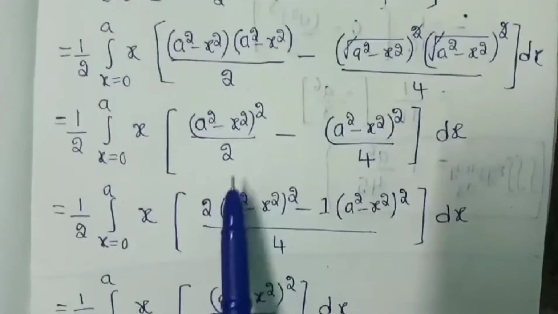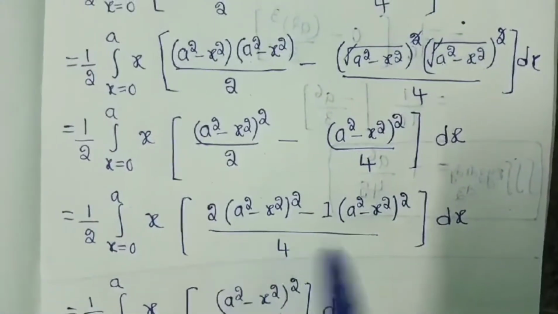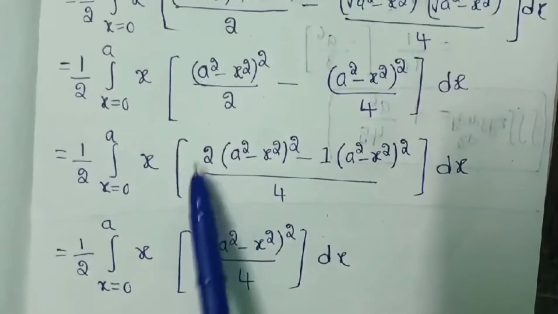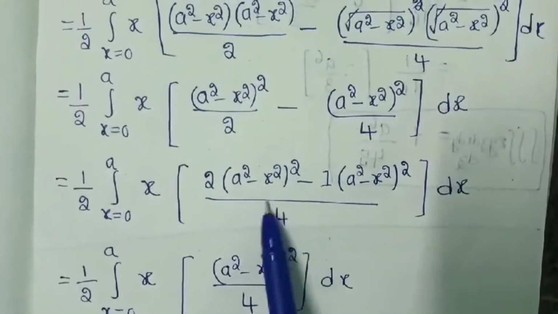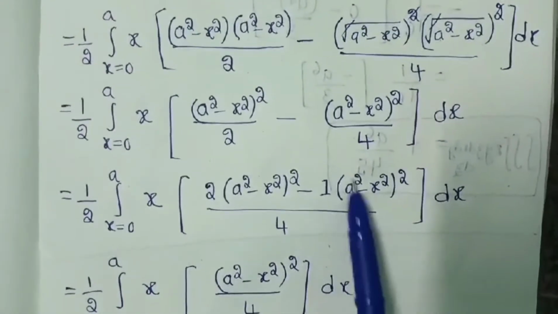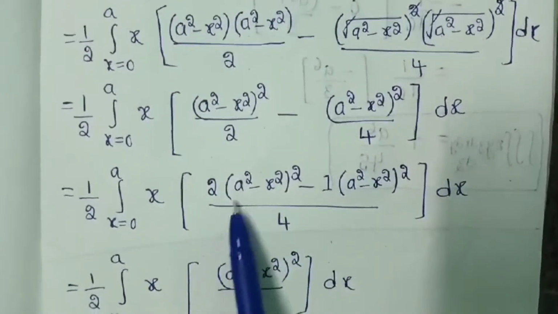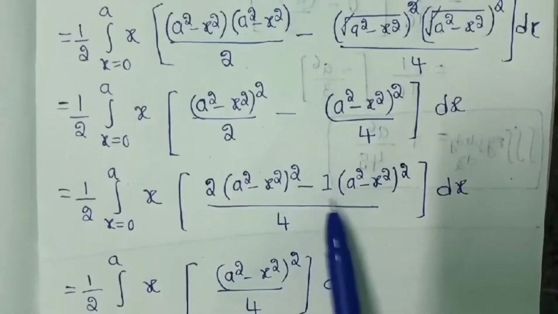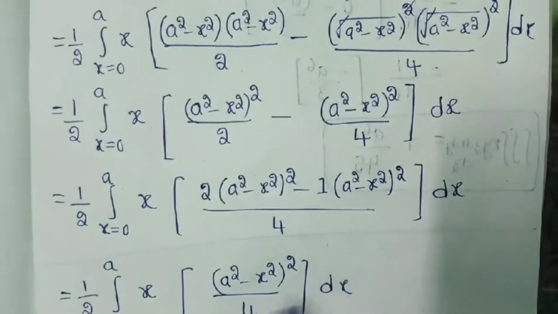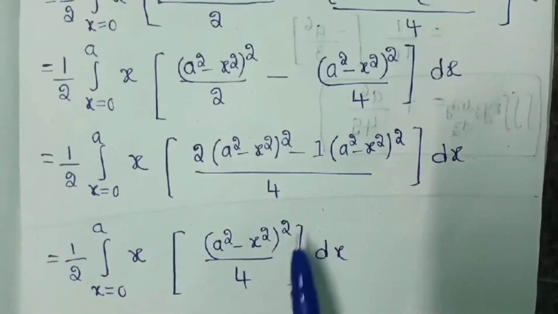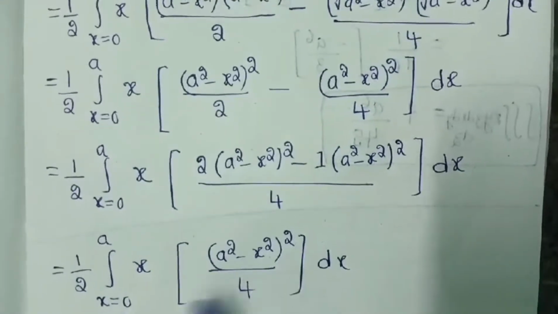Next we do the LCM for 2 and 4. The LCM is 4, then the numerator will become 2 into a square minus x square whole square minus 1 into a square minus x square whole square. The value of 2 into a square minus x square whole square minus 1 into a square minus x square whole square is a square minus x square whole square by 4.